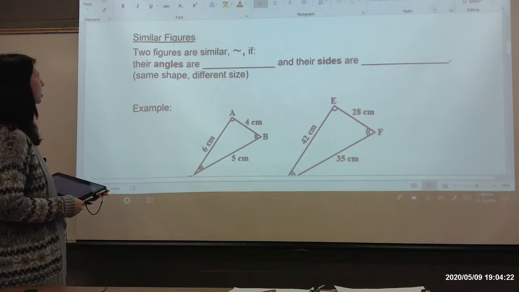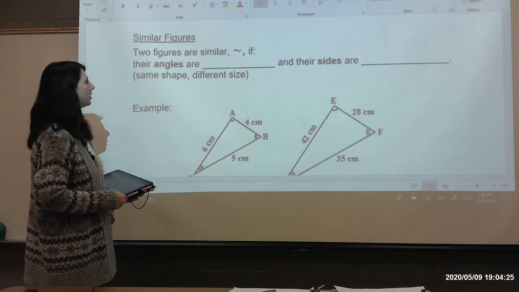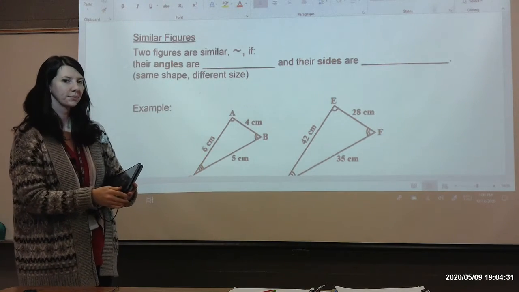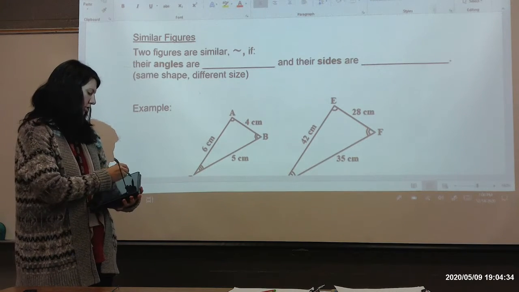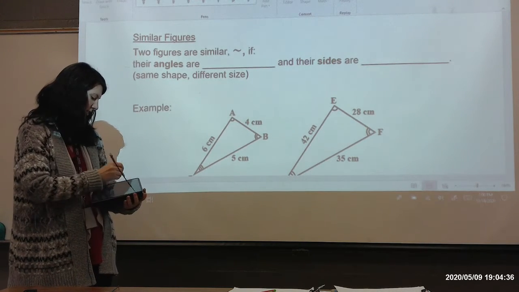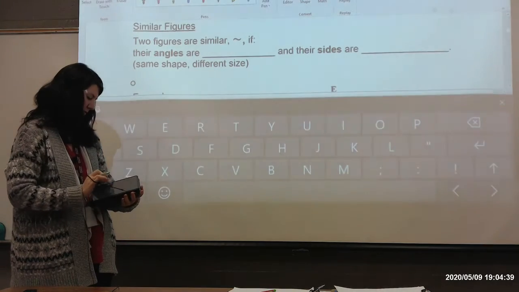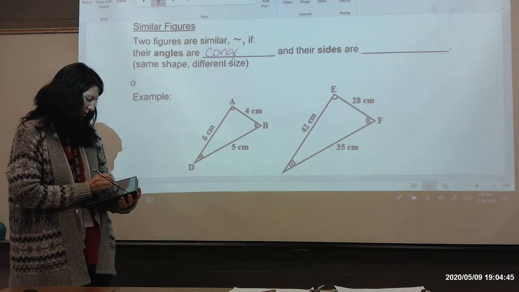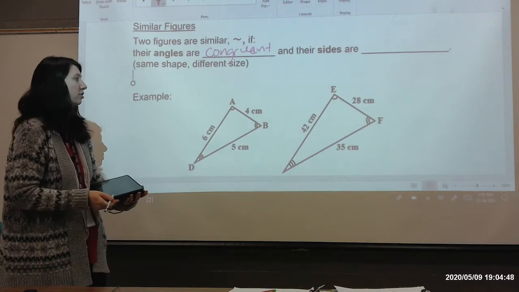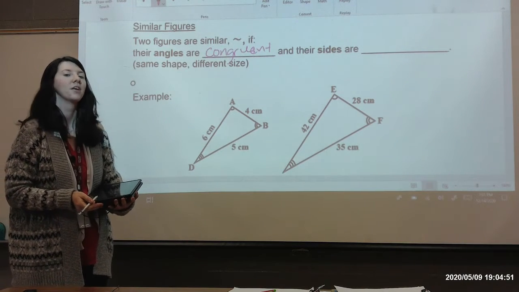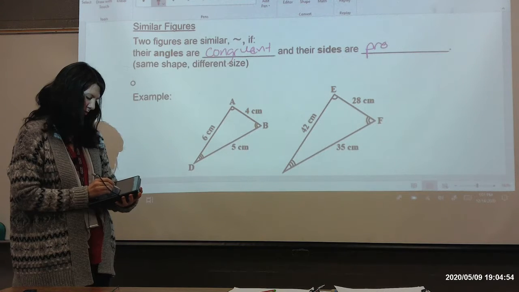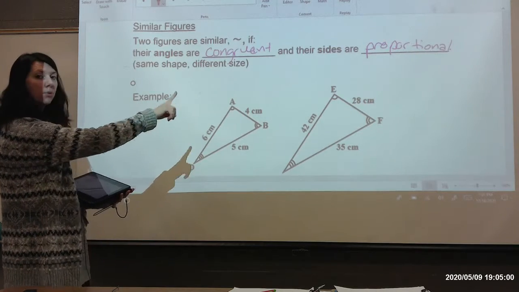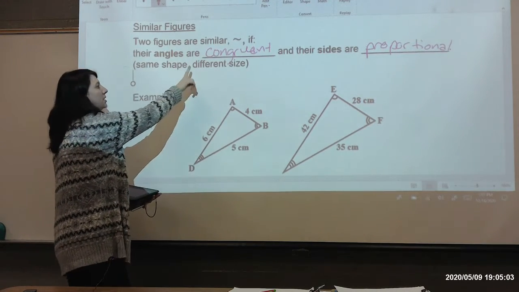Okay, so our definition of similarity: 2 figures are similar, and there is our similar sign, if their angles are congruent, so we have the same angles, and their sides are proportional. Okay, so same angles, but proportional sides make us the same shape, but different size.